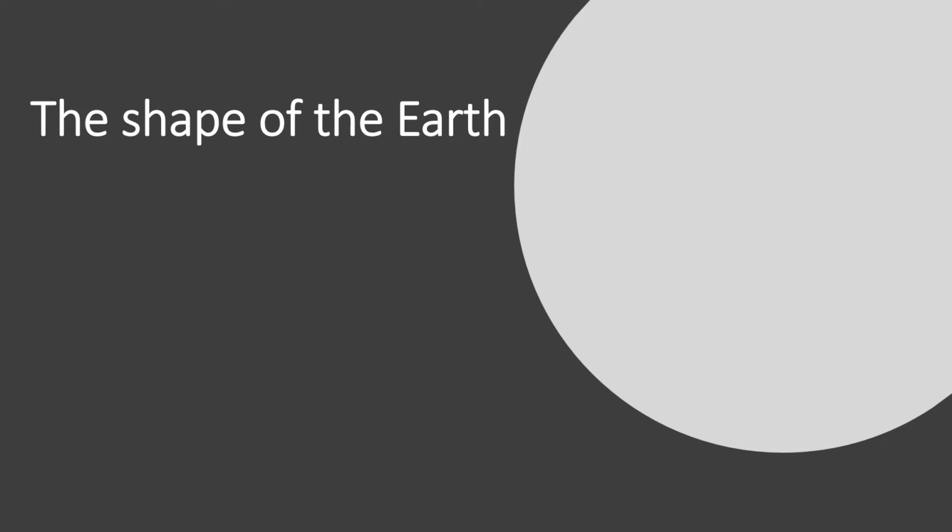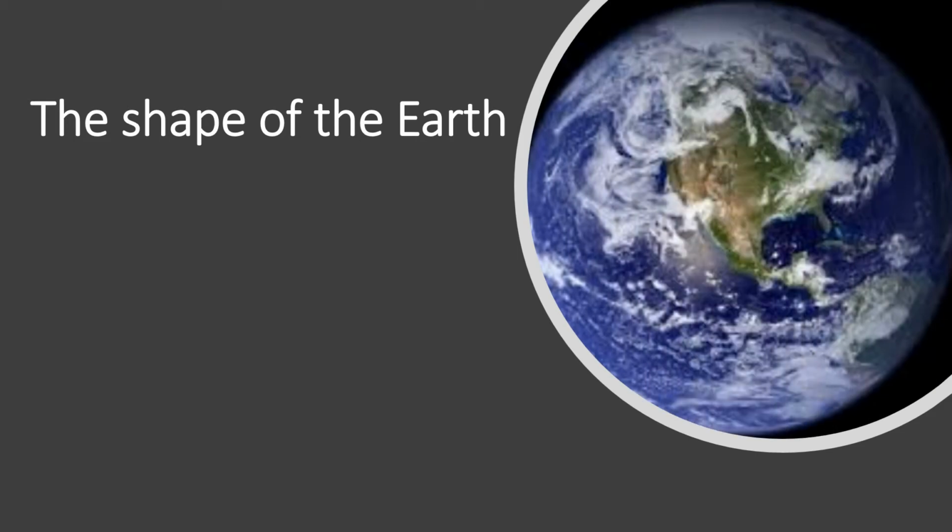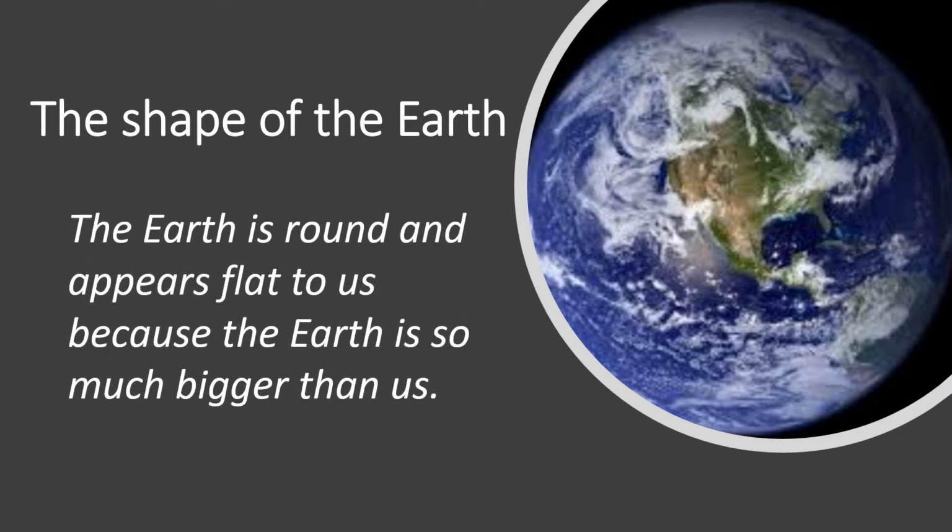Friends, have you ever wondered what exactly the shape of Earth is? What do you think the Earth looks like? If you think it looks like the globe, you are not exactly right. Long ago, people thought it was flat like a coin. But later on, when pictures were taken from space, we got to know that the Earth is actually not perfectly spherical, but it is very close to the shape of a sphere. The Earth is round and appears flat to us because the Earth is so much bigger than us.